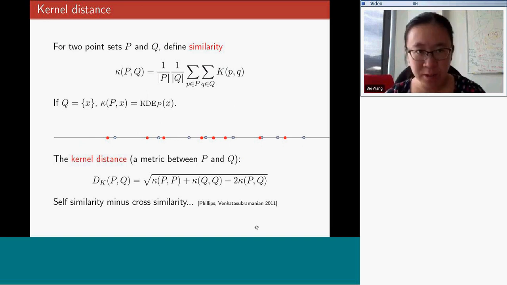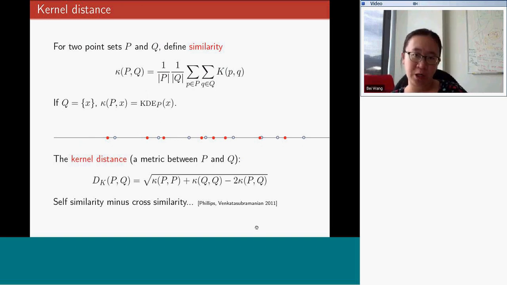Okay, so the kernel distance between two point sets P and Q is defined based on some similarity measure between two point sets. So let me first define the similarity between two point sets. Kappa between two point sets P and Q is basically the sum of kernels operating pairwise on the two sets, normalized by their sizes. And when one point set is actually a single point, then the similarity measure between a point set P and a point X is basically the kernel density estimate at this location X with respect to point set P.